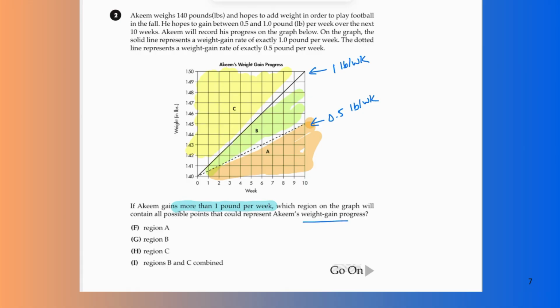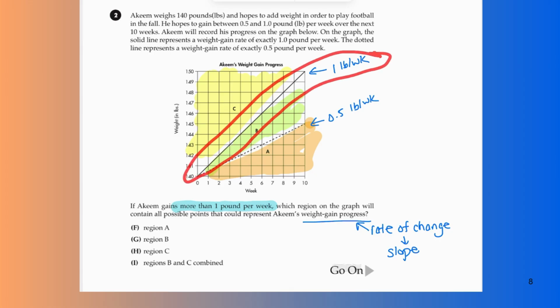All right, when we talk about his weight gain progress, that is talking about his rate of change. And the rate of change is the same thing as the slope of a line. Now, what you'll notice is that the line that represents the 0.5 pounds per week weight gain is less steep than the line that represents the 1 pound per week weight gain. So the higher the slope of a line, the steeper that line is.